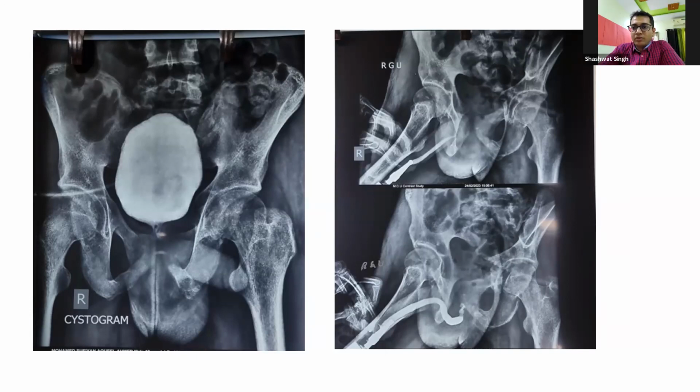If you have a flexible scope, you can go in. If you have a rigid scope, you can just see the verumontanum. Beyond that, it is not possible. Findings of cystoscopy from above: normal bladder neck, distorted bladder neck, open bladder neck. These are only 3 findings. So bladder neck is completely open, distorted, or normal.